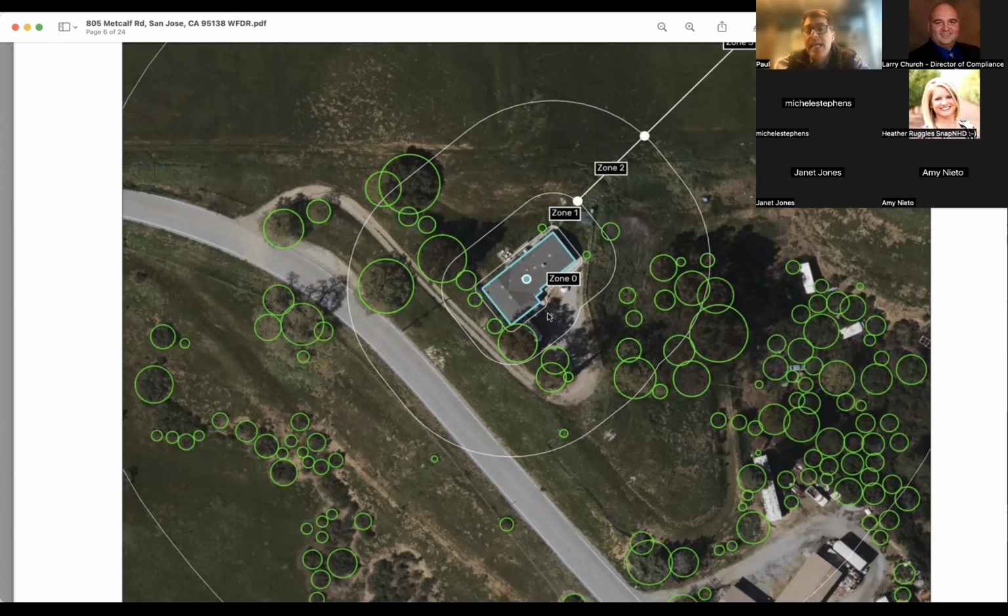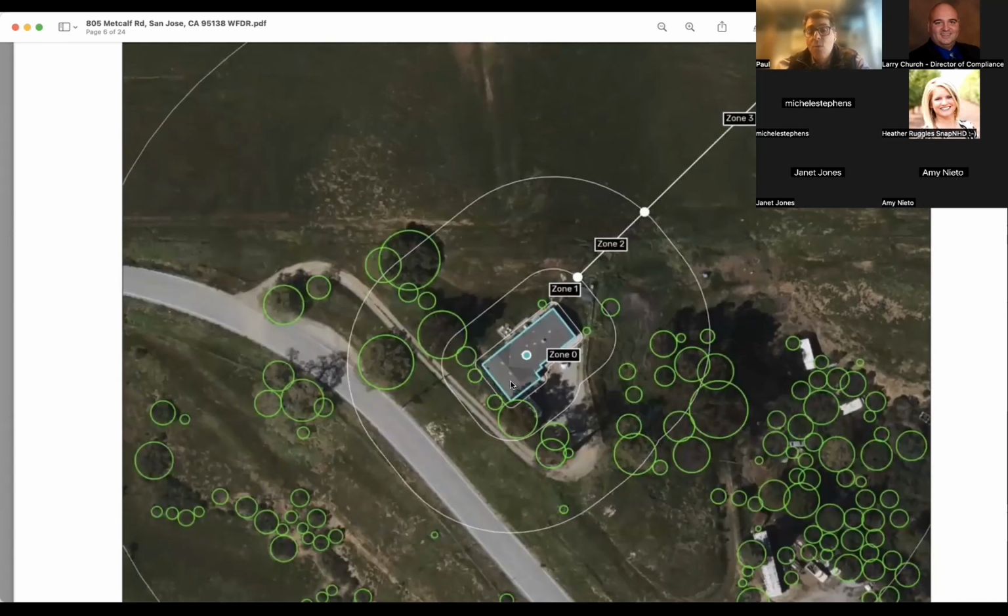So we provide an image so you can see this. Obviously, in a real estate transaction, people are going to be familiar with the property, what it looks like. But this is giving you the first pass at understanding what it looks like from a wildfire perspective.